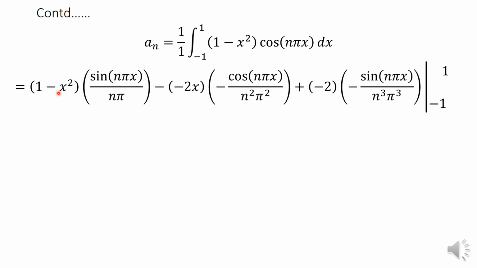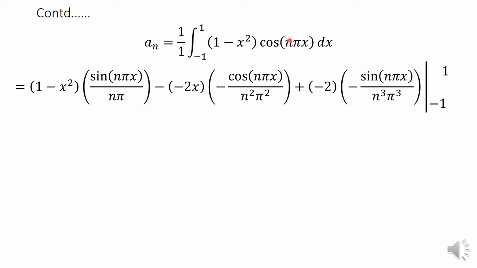Remember, the first function has to be chosen in such a way that if we go on differentiating it successively, you should get 0 at one stage. So if I differentiate 1 minus x square successively, at the third stage you are going to get 0. That function has to be chosen as the first function.